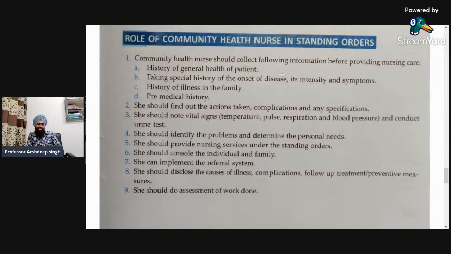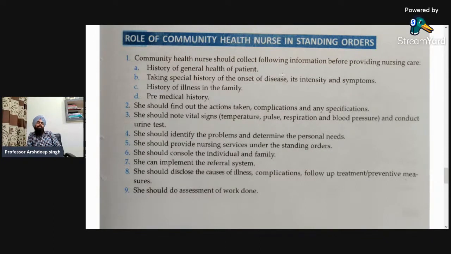Next, she should identify the problems and determine the personal needs. What are the main needs arising from the problems? The community health nurse must find these out. Next, she should provide nursing services as per the standing orders. She should counsel and guide the family. If there is any type of problem or minor ailment, she must counsel and provide guidance to that family or individual.